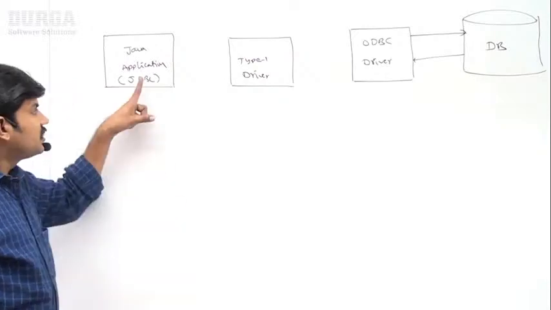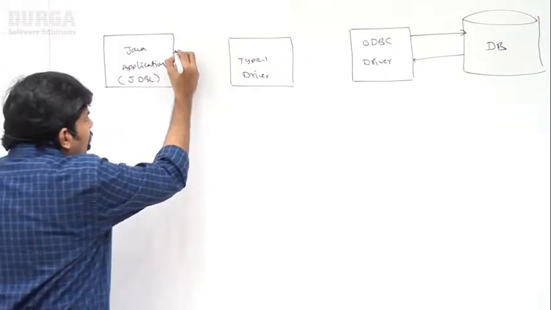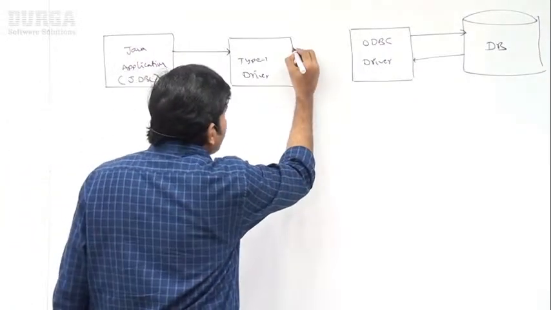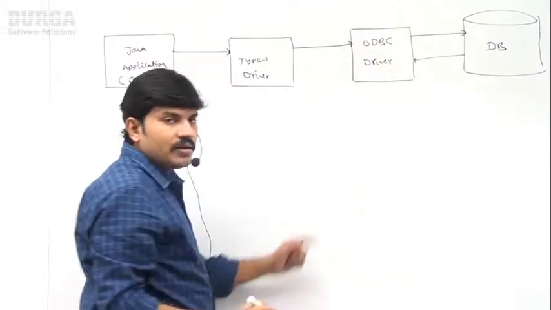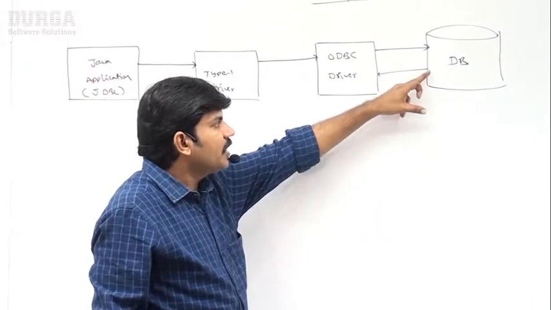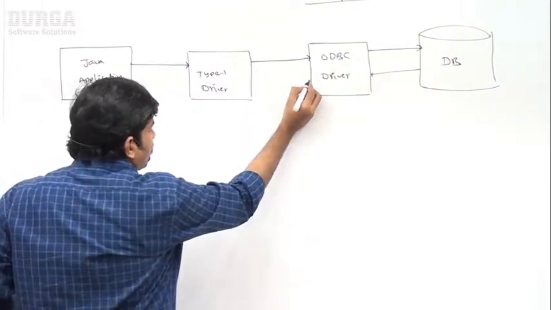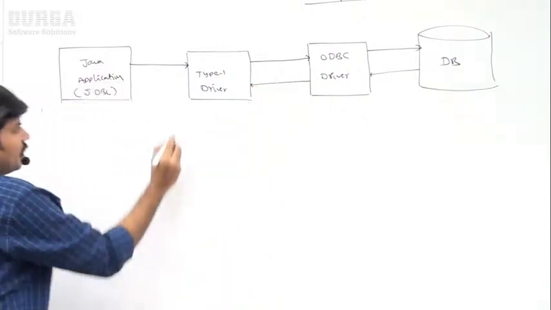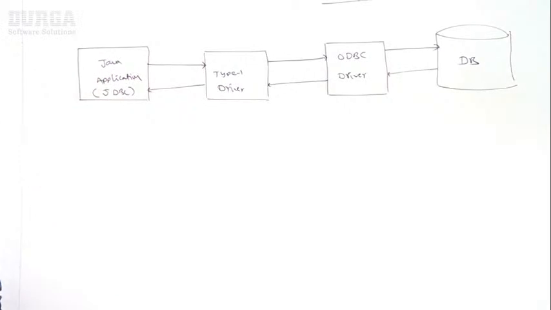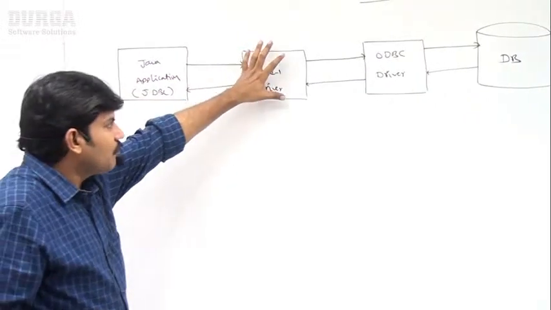Now observe, the Java application communicates with the type 1 driver. The type 1 driver communicates with the ODBC driver. The ODBC driver communicates with the database. In the same way, the database will provide results. The ODBC driver will provide results to type 1. Type 1 will provide the results to the Java application, right? Have you observed, right? Sir, this is the type 1 driver.